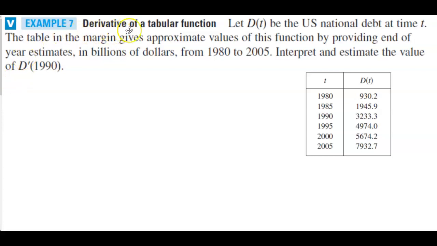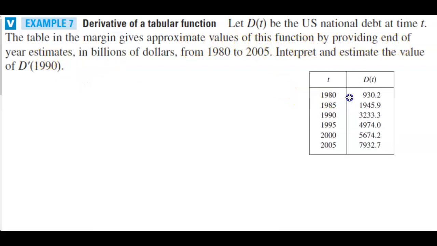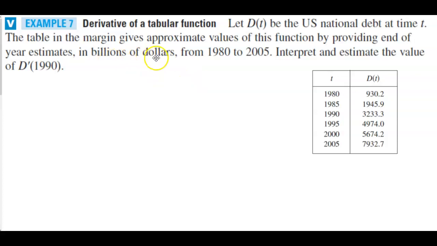Example 7, derivative of a tabular function. We're going to let D(t) be the U.S. national debt at time t. The table in the margin gives the approximate values of this function by providing end of the year estimates in billions of dollars from 1980 to 2005. What we want to do is interpret and estimate the value of D'(1990).